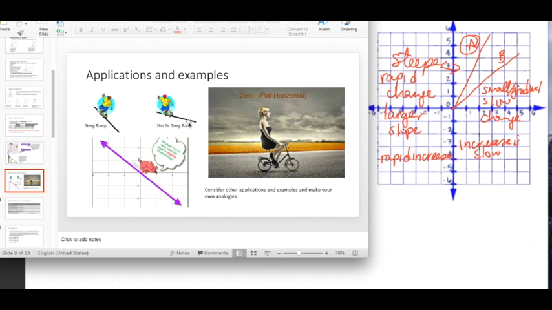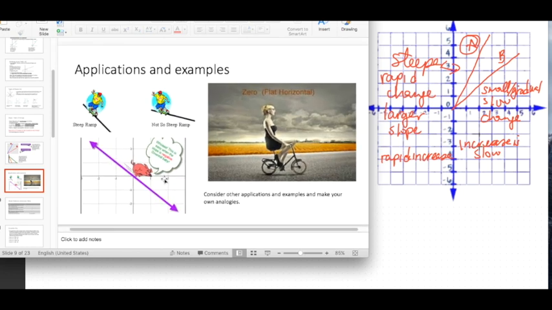Obviously he's going downhill, or maybe he's going up, I'm not sure. But here we are seeing a steeper ramp versus a not so steep ramp. So in this case, you'll have a larger slope versus a smaller slope. And then in this case, we have this very interesting looking animal.